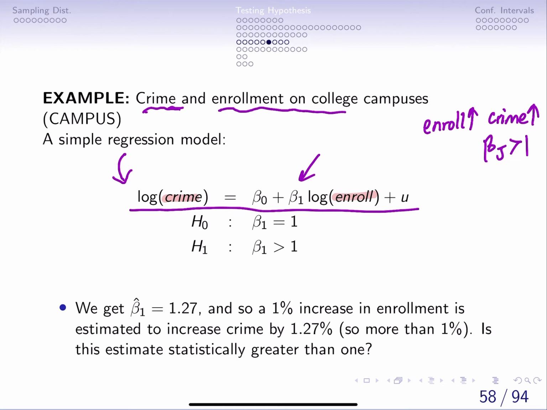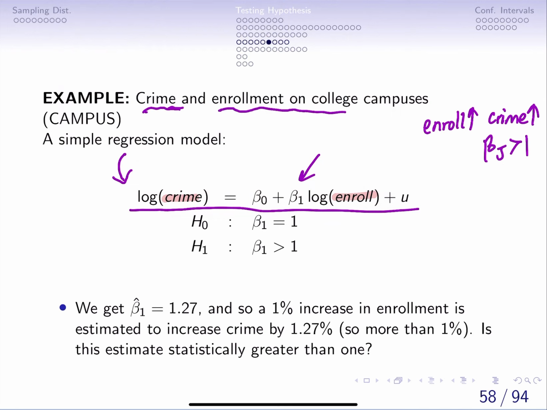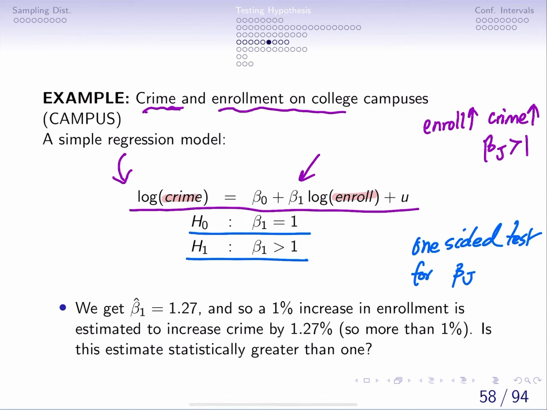Okay, so if we were wanting to test whether this elasticity is 1 or not, right? So if this elasticity is unitary or not, then we can set up a hypothesis in this way. So we can say our null hypothesis is beta 1 is equal to 1, and our alternative is beta 1 is greater than 1. So here we are actually doing a one-sided test for beta j equals 1, right? Which is different than 0.